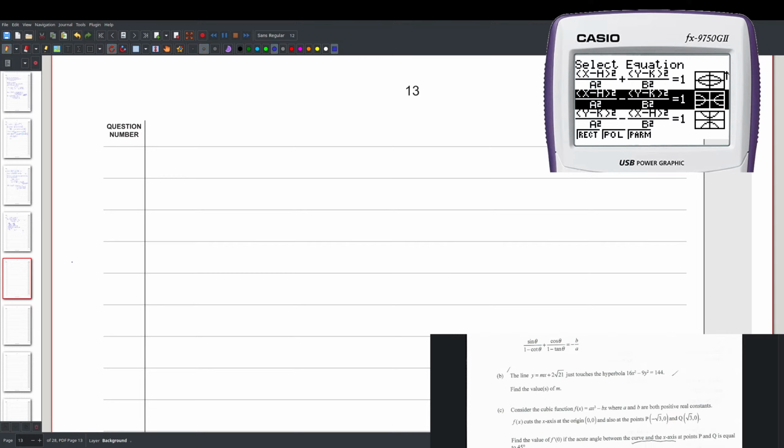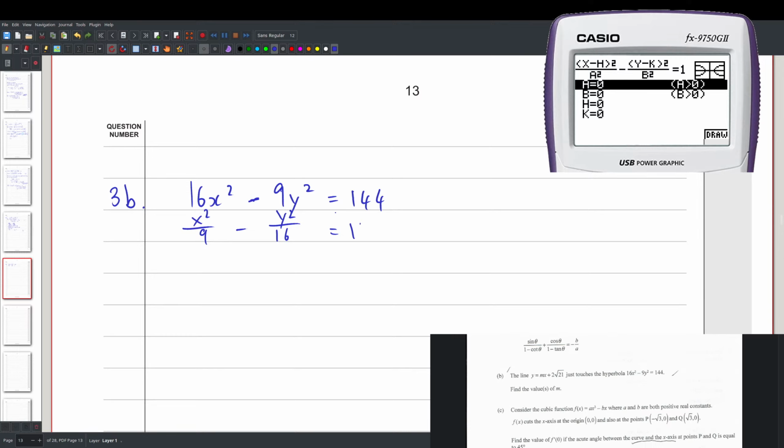16x squared. Alright, we are on 3b. 16x squared minus 9y squared equals 144. X squared over 9 would it be? Yeah, x squared over 9 minus y squared over 16 equals 1, yep. And that's the form the calculator wants it in. So a equals 3, b equals 4, h and k is 0, and we draw. So it looks like that, right.